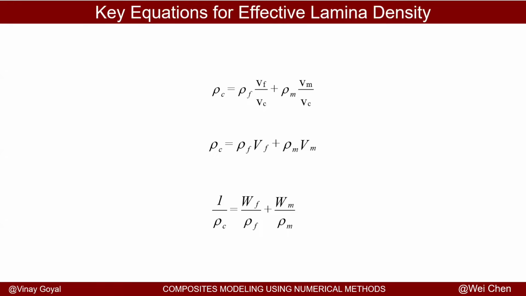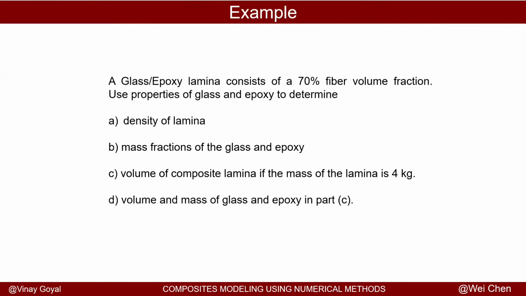Very similarly, if you know the weight fraction of the fiber and the weight fraction of the matrix, you can also determine the density of the composite. So here's an example. A glass epoxy lamina consists of 70% fiber volume fraction, but the fiber volume fraction can range anywhere between 50% and 80%. In this example, we're choosing 70% for glass epoxy, and we want to determine the density of a single lamina. We also want to determine the mass fractions of the glass and epoxy, and then the volume of the composite lamina if the mass is known.